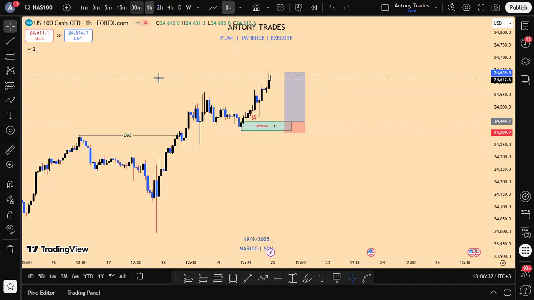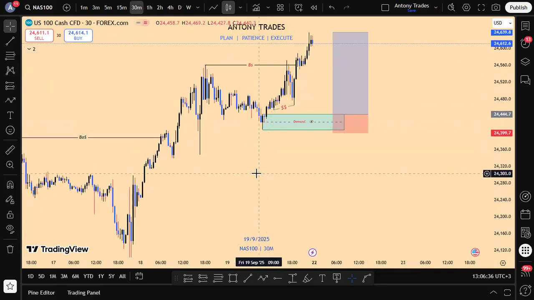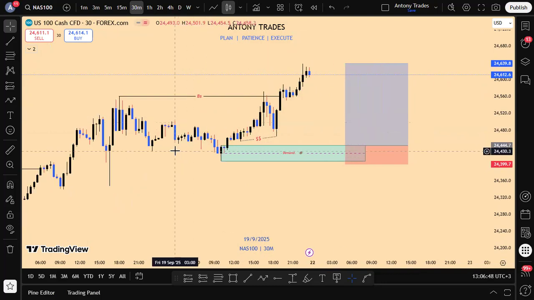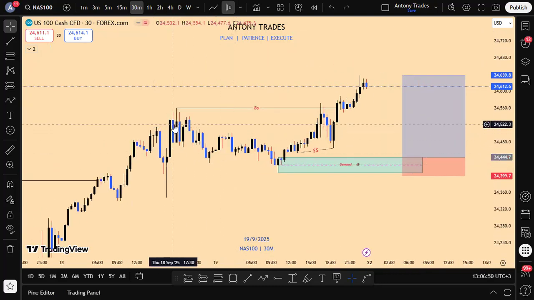So I think I have something here on the 30 minutes time frame. You can see here we have a small break of structure. This is a fake break of structure. Market pushed to the upside, came down, swept that liquidity. Then we had a break of structure here. So this was a strong break of structure. That's why you can see market came to this demand zone here and pushed to the upside.